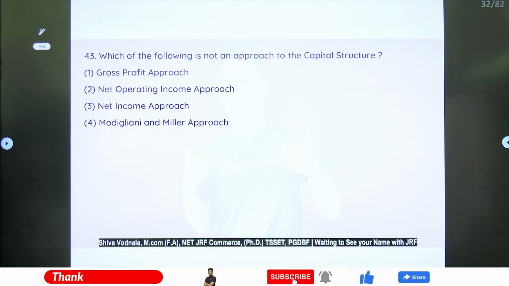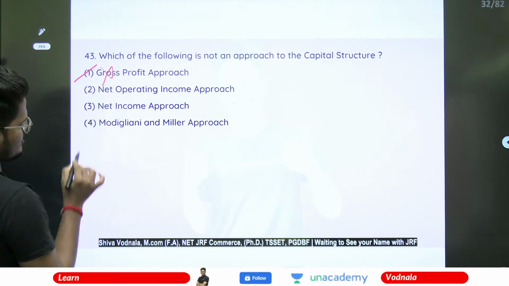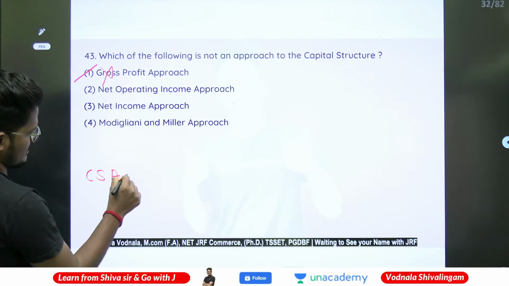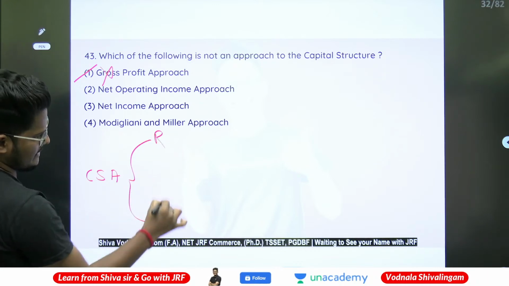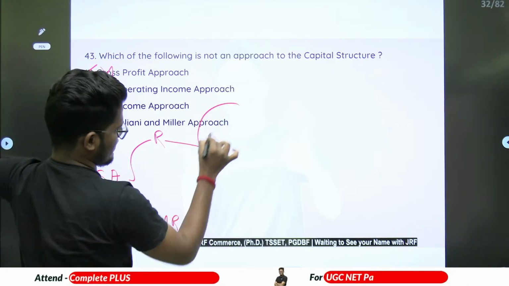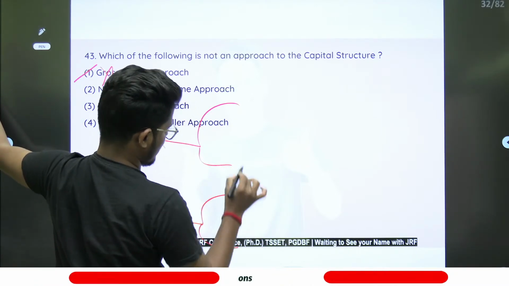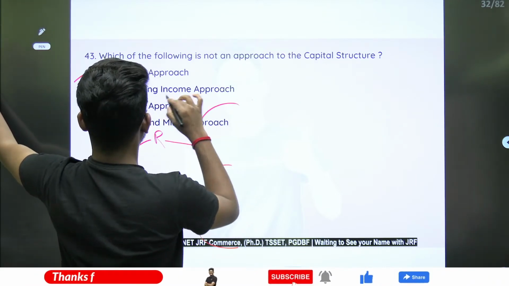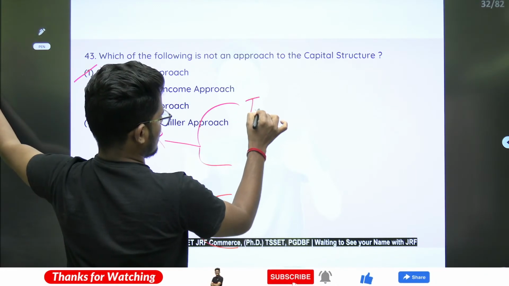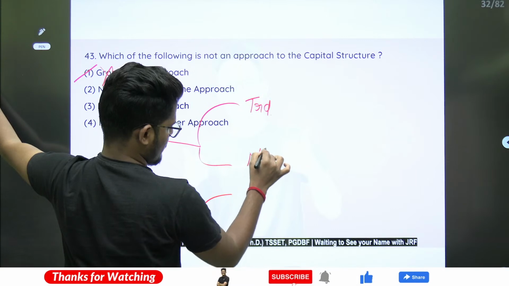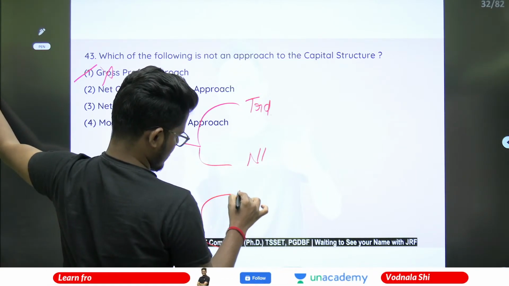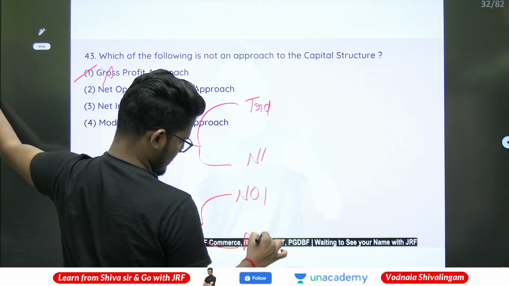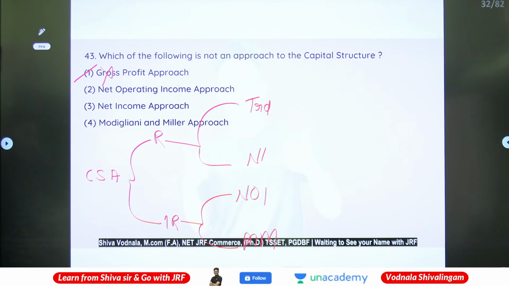Not a capital structure approach. So there are 4 approaches. This is not the approach. Capital structure approaches are 2 types: relevant and irrelevant. Relevant are again 2 types: traditional approach and net income approach. Sorry, net operating income. Modigliani-Miller is irrelevant. Is it correct, or NOI-NI? NOI-NI is correct?